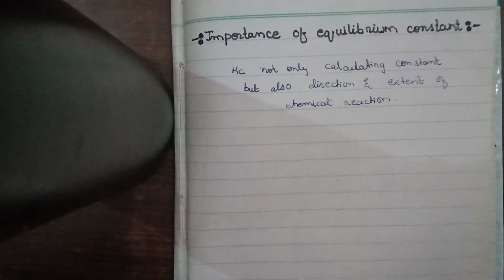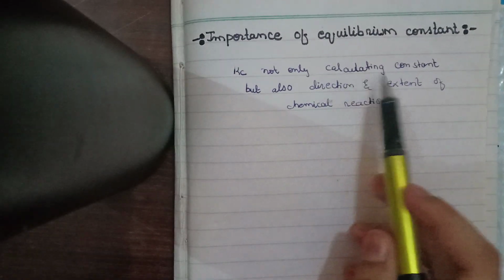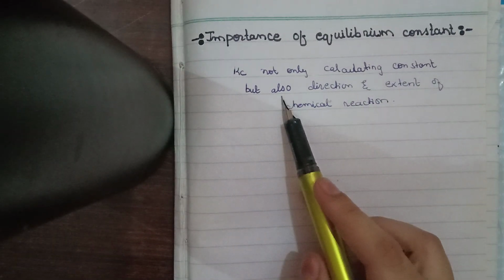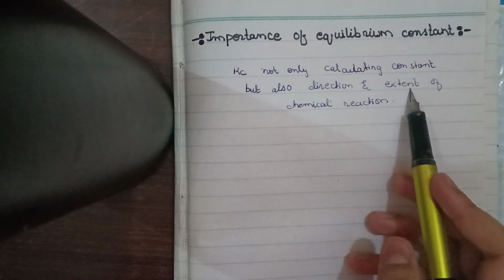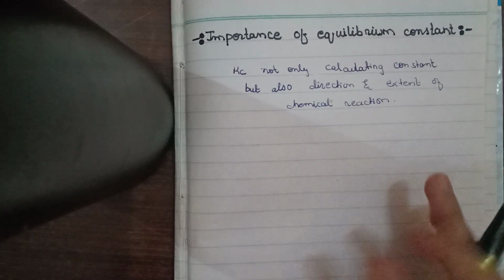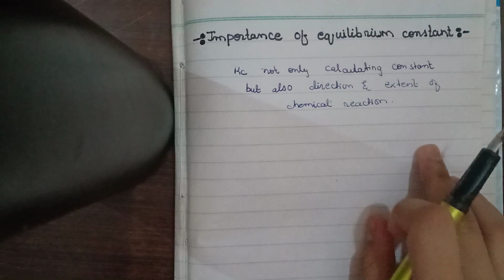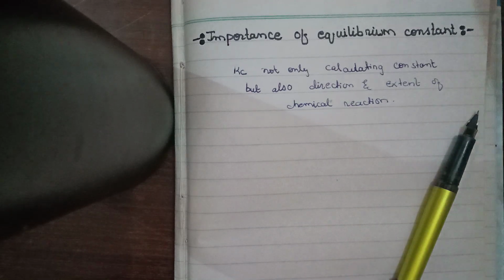Okay, so what do I mean here? Kc not only tells us the calculating constant but also the direction and extent, meaning the strength, of the chemical reaction. Now how does it tell us the direction and strength? Let me tell you. Just give me a minute.